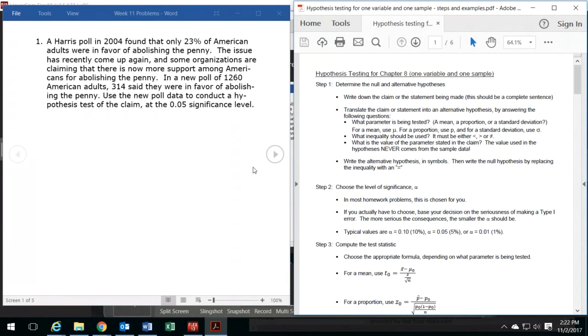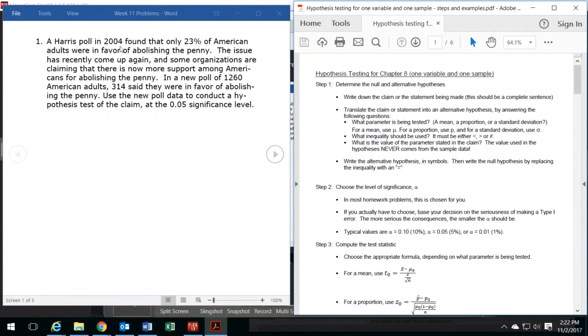We're going to do some things where we're calculating things by hand, and then we'll also do some stuff with StatCrunch, where you can see how to get some of the information for the hypothesis test from StatCrunch. So we're just going to start with an example.